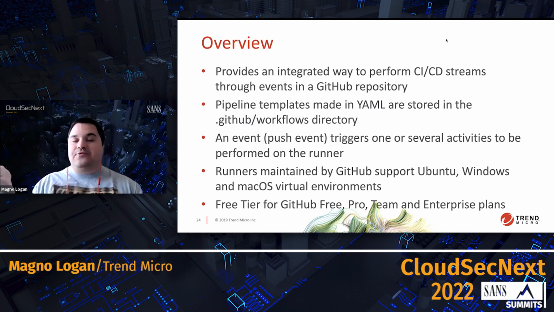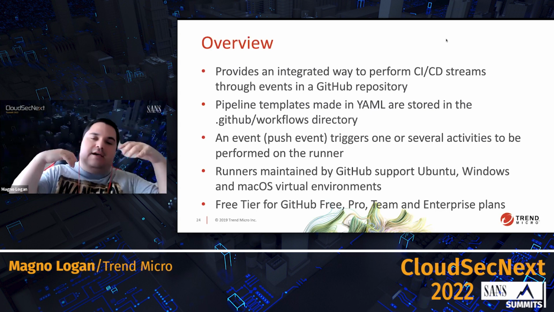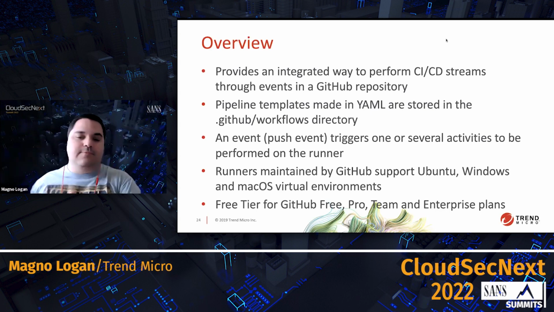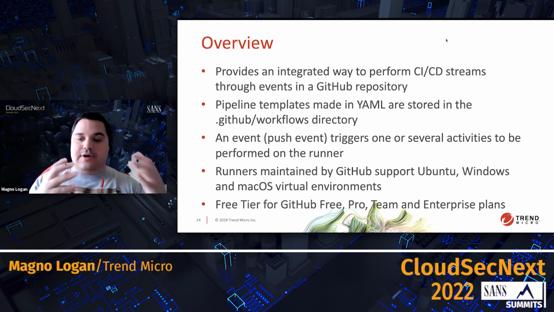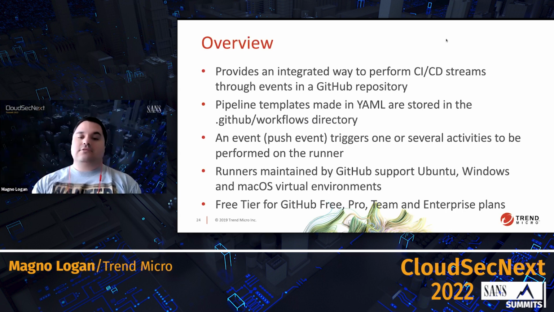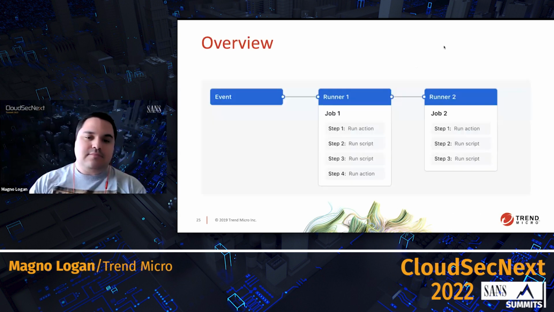And it's a free tier for any kind of account. You don't need to have an enterprise GitHub. If you just have your regular GitHub account, that's available for you already. You can start playing right now. Just create a public repo and start playing with GitHub Actions. So this summarizes a little bit of what GitHub Actions is.